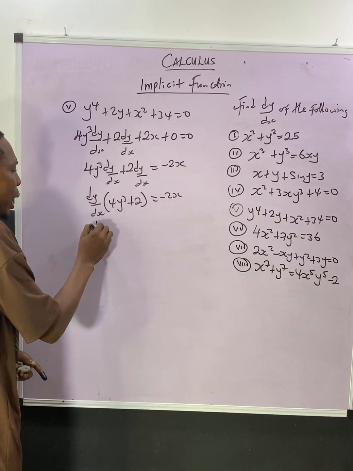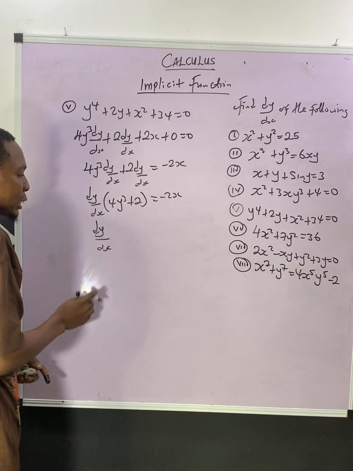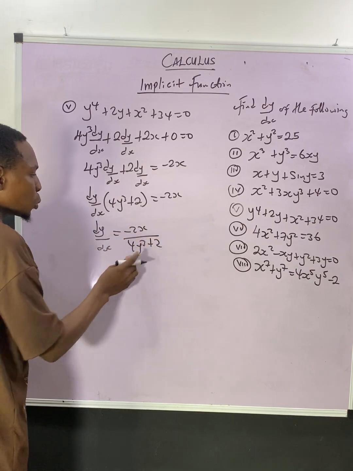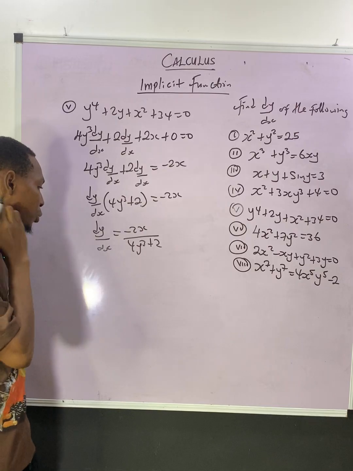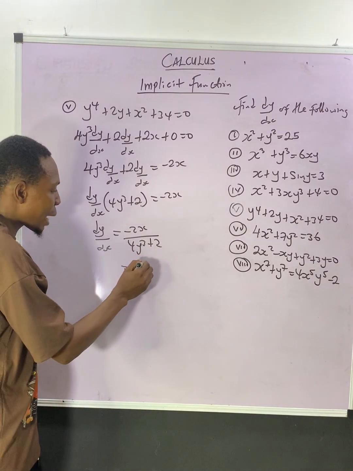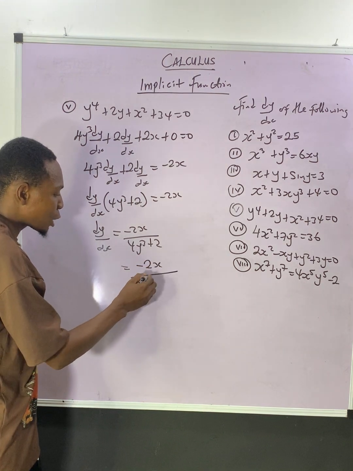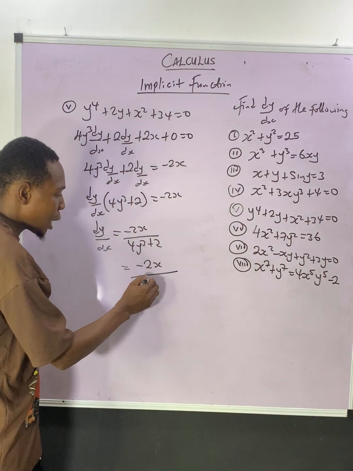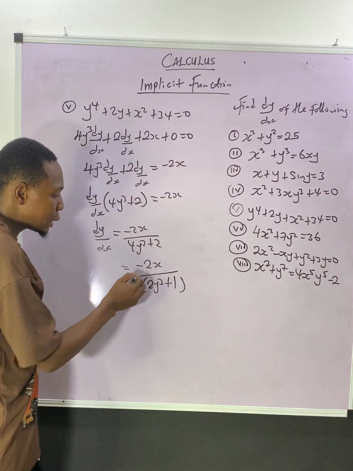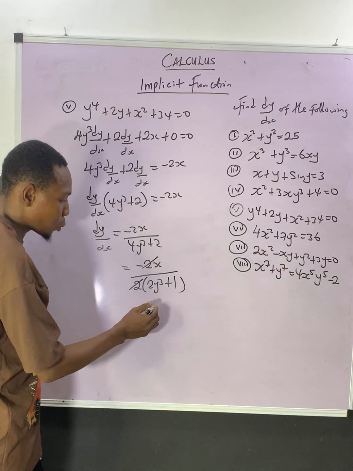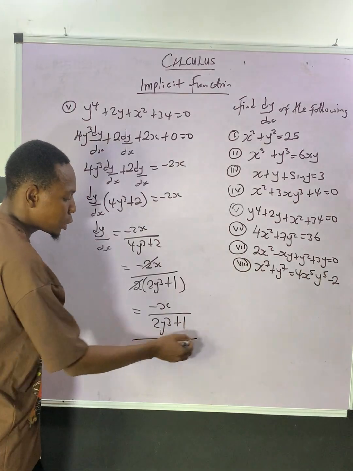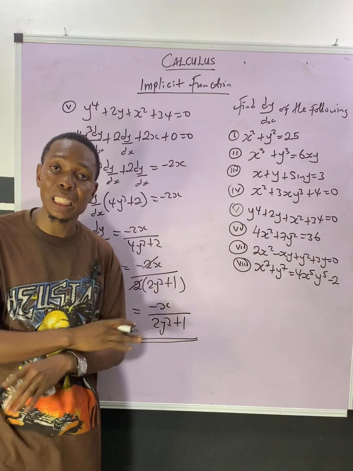So from here, to get dy/dx, you divide both sides by this, equals minus 2x all over 4y cubed plus 2. You can leave your answer like this, but if you want to move further, 2 is common here, right? You can factorize the denominator. We'll have minus 2x all over, if you bring out 2, 2 into 4 is 2. We have 2y cubed, then plus 2 into 2 is 1. So this cancels out this. Our final answer will be equals minus x all over 2y cubed plus 1. So that is the final answer.